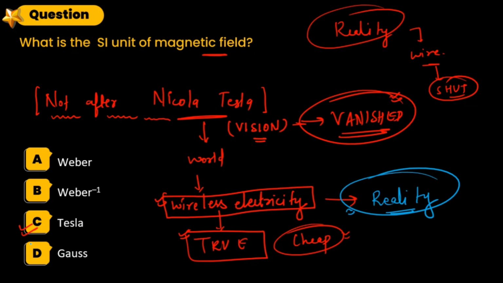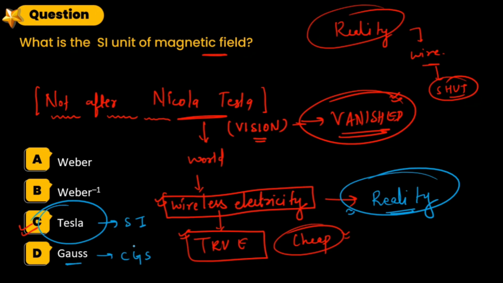Remember the unit? The magnetic field unit is Tesla. Also, it is the SI unit of magnetic field, whereas Gauss is the CGS unit of magnetic field. Remember this. Sometimes in a question, what is CGS?